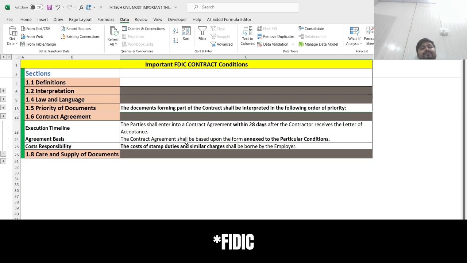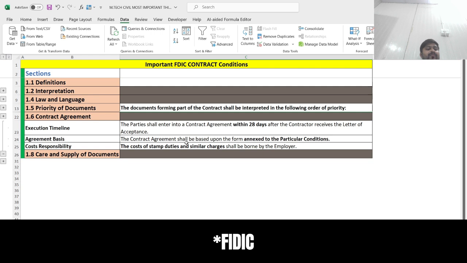But apart from that, there are also general conditions of the contract that are used for everyone. If any dispute happens, then these general conditions of the contract are used to come up with the solution.